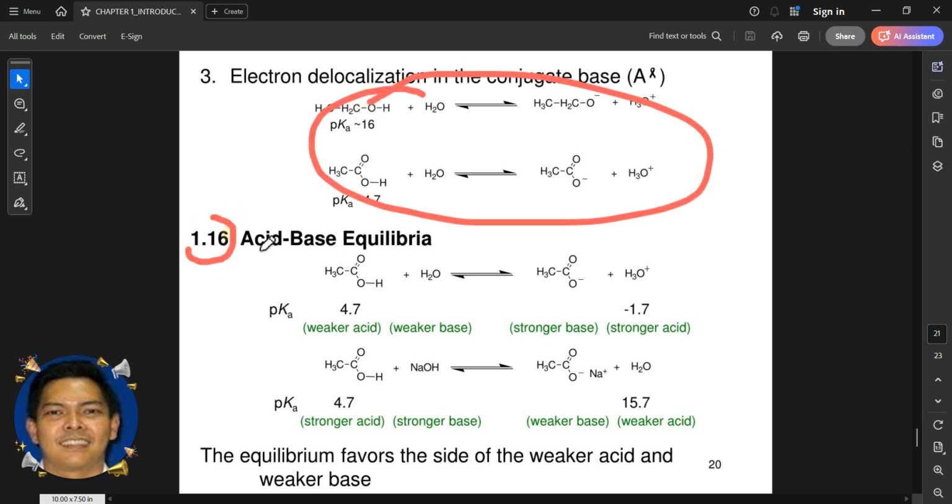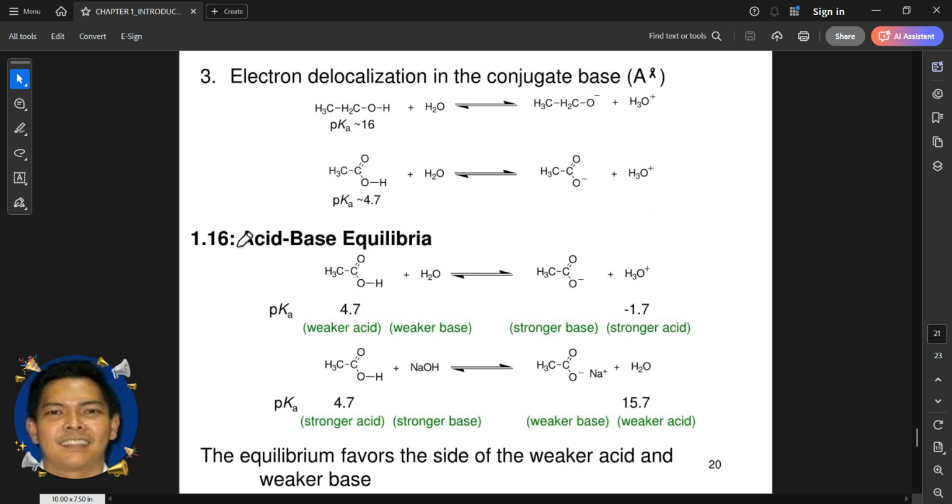Subtopic 1.16: acid-base equilibrium. You can see here the reaction of a weaker acid with a weaker base. In this case, water represents the weaker base. It will produce, in a reversible reaction, a stronger base combined with a stronger acid. The pKa value will be negative 1.7, showing that this is the pKa value of a stronger acid.